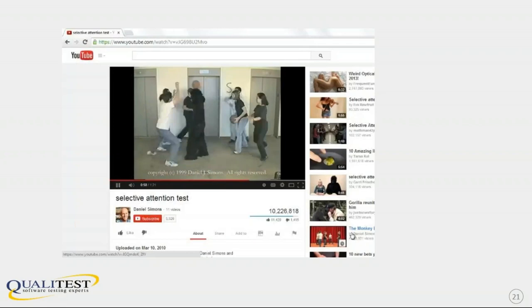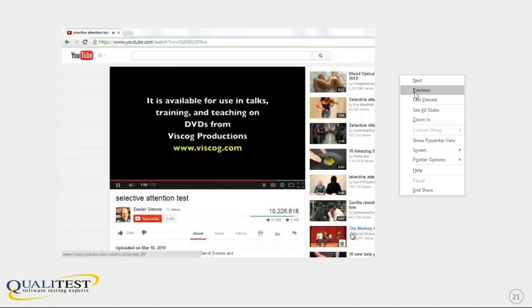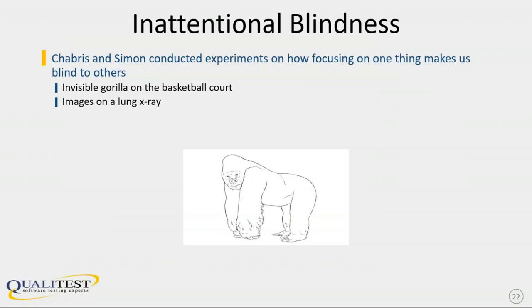Now, usually 50% of people, this was an experiment done by Chabris and Simons of Harvard University. They found that when they gave this test to people, half of them, literally half of them, missed the gorilla. And how did they miss the gorilla? Well, that has to do with probably one of my favorite biases, which is something called inattentional blindness. Basically, it's focusing so much on one thing that you're blind to other things, even big things.